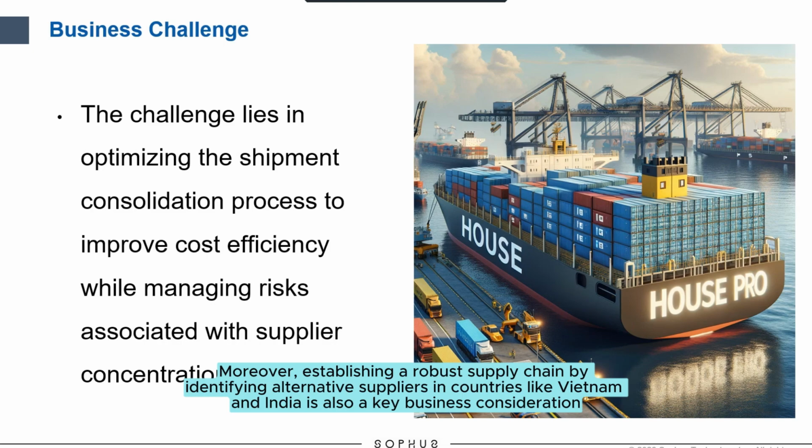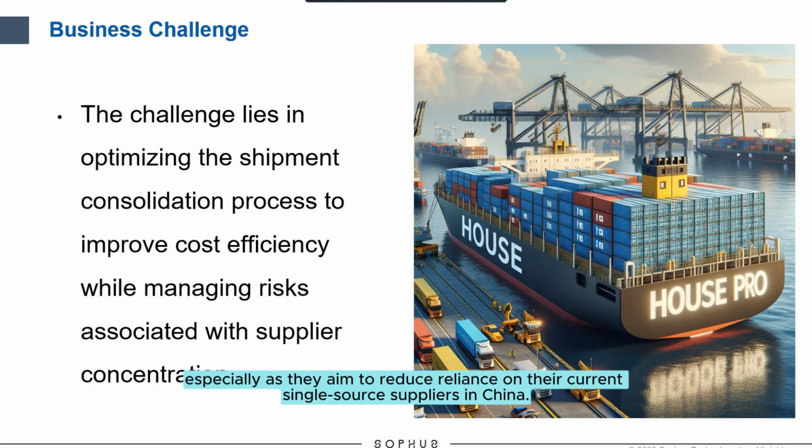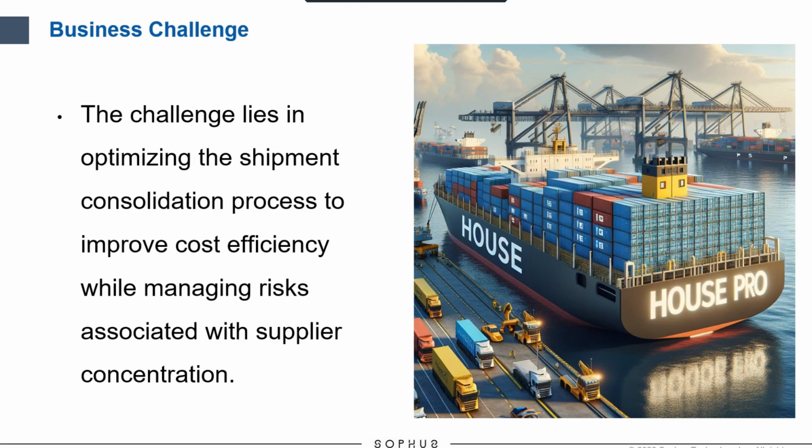Moreover, establishing a robust supply chain by identifying alternative suppliers in countries like Vietnam and India is also a key business consideration, especially as they aim to reduce reliance on their current single-source suppliers in China.